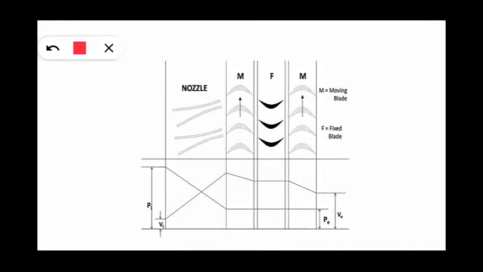Under the velocity compounding, there is fixed nozzle, moving blade, fixed blade, moving blade. Under the nozzle, pressure decreases and velocity increases. Under the moving blade, velocity decreases because of absorption of kinetic energy, and pressure is constant. Under the fixed blade, velocity is constant and pressure is also constant. And under the moving blade, velocity decreases due to absorption of kinetic energy, and pressure is constant until the condensation pressure.